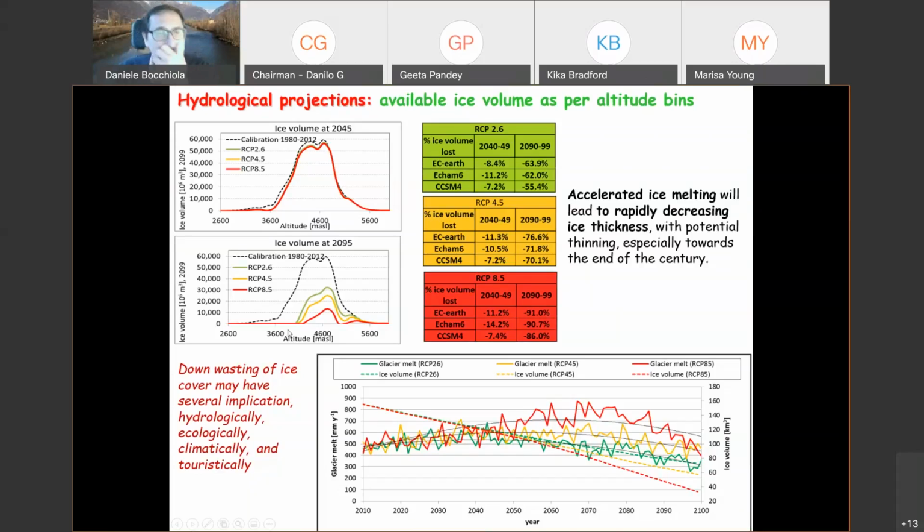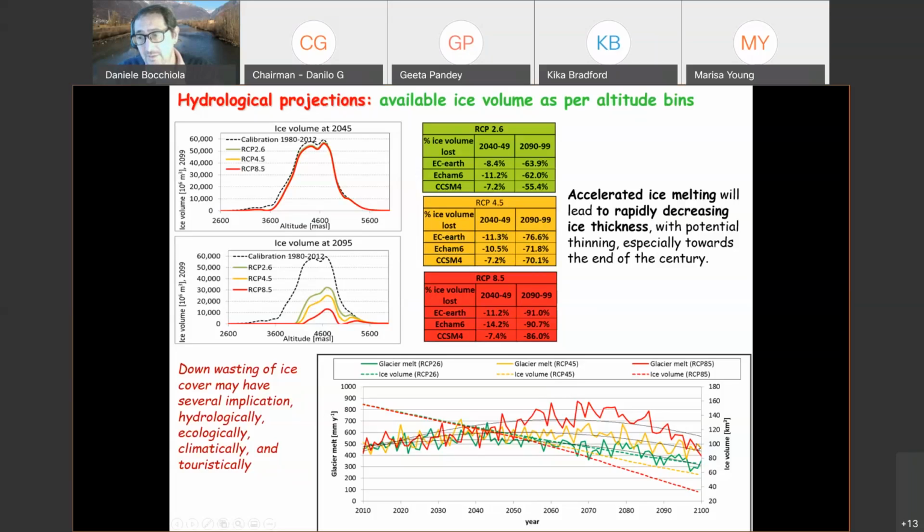Well, this is interesting. What you see in this picture is the ice volume at 2095, which is the projected ice volume at the end of the century in the different altitude belts. This dashed black line here is the estimated amount of ice now. And these different colors, from the most optimistic in green to the least optimistic in red, are the projected decrease of ice volume in each altitude belt.